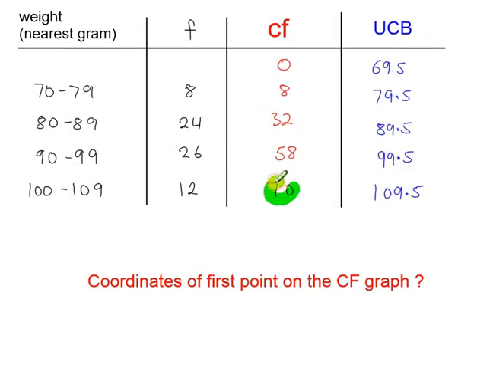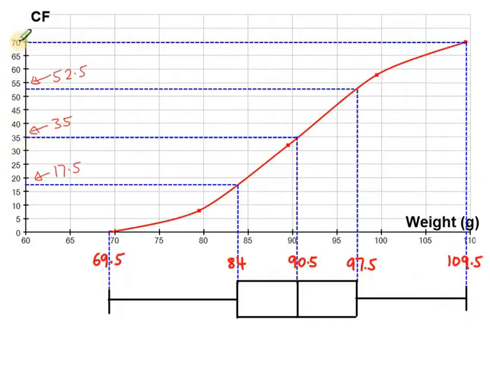The maximum cumulative frequency value is 70. So starting from 70, if we halve that, we get 35. Half of 35, we get 17.5. Multiply this by 3, we get 52.5. And then if we follow these lines to the graph, we get these values.